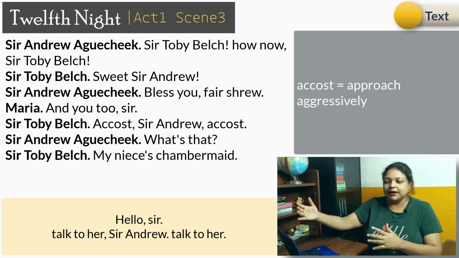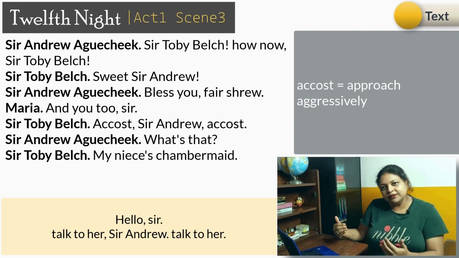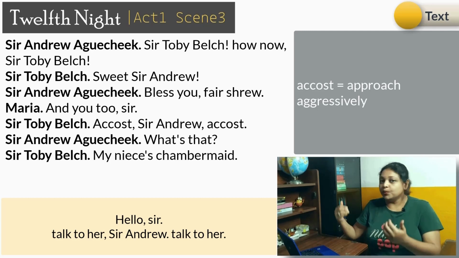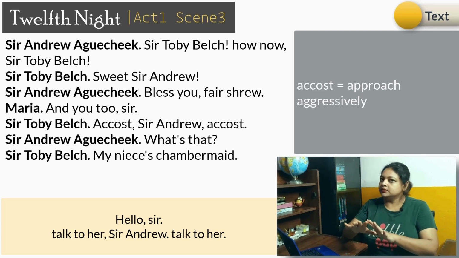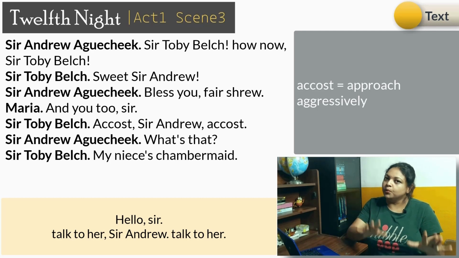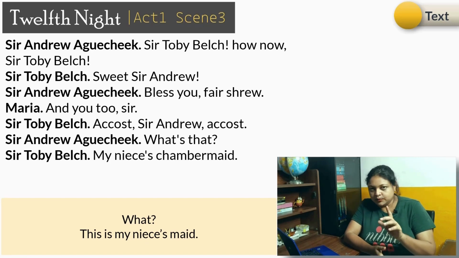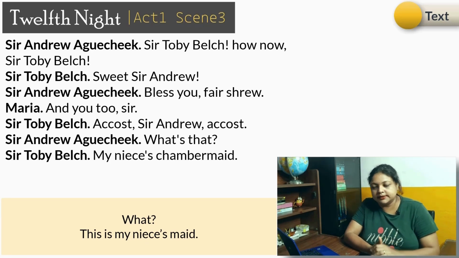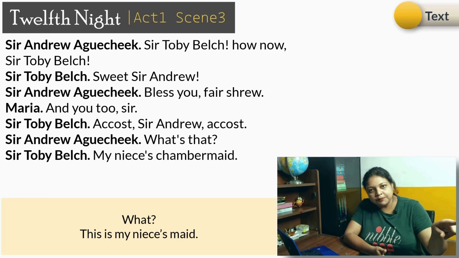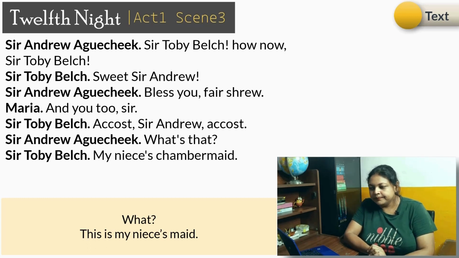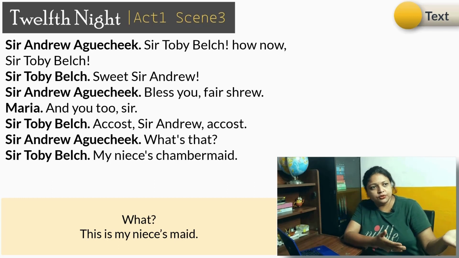Toby is saying, accost, Sir Andrew, accost. Toby wants to mean greet her, but Toby uses the word accost. Now, Andrew doesn't know anything about the word accost. He simply asks, what's that? What he means is, what is the meaning of accost? Toby thinks that Andrew is asking, what is that? That means, who is that woman? So he says, my niece's chambermaid. So she is Olivia's maid.